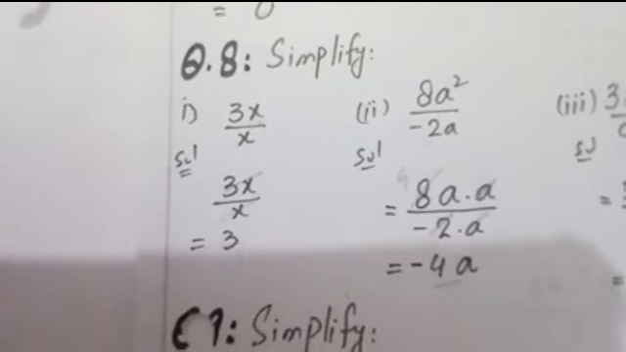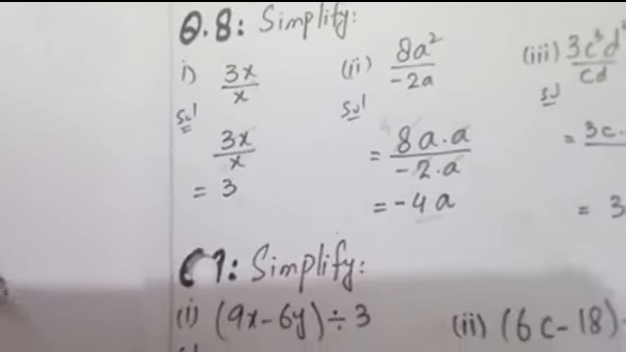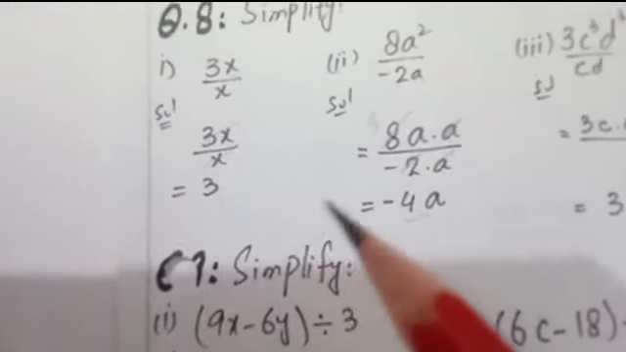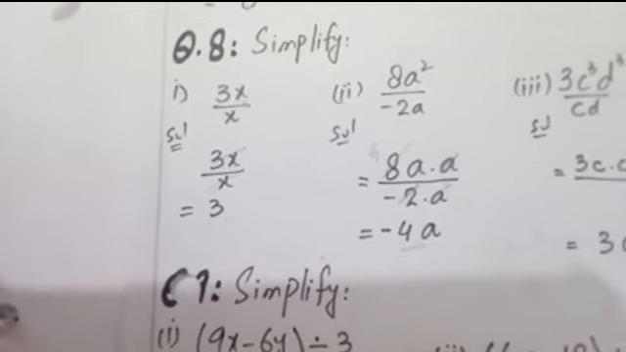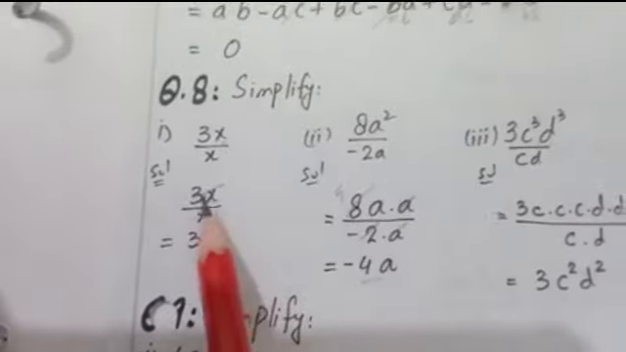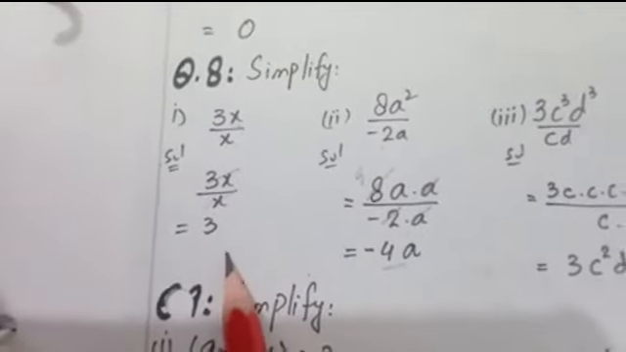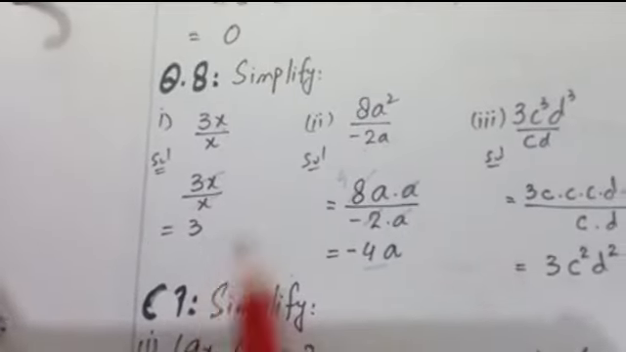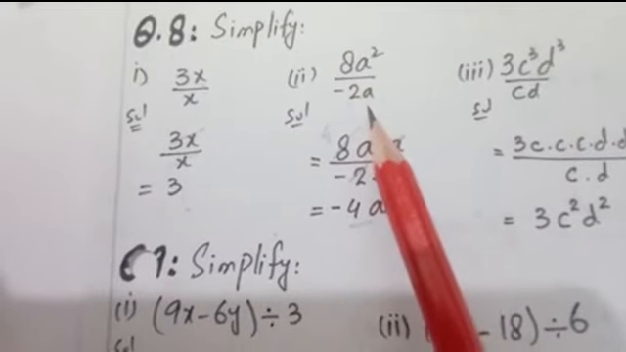So now we are starting question number 8, that is, simplify the following algebraic expressions. First question is 3x divided by x. So this x will be cancelled by this x. We will get only 3. This is the answer.